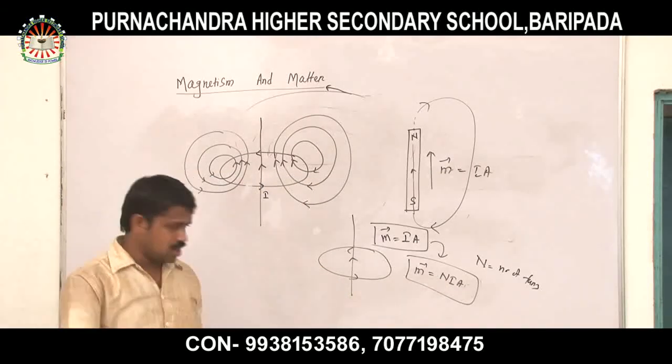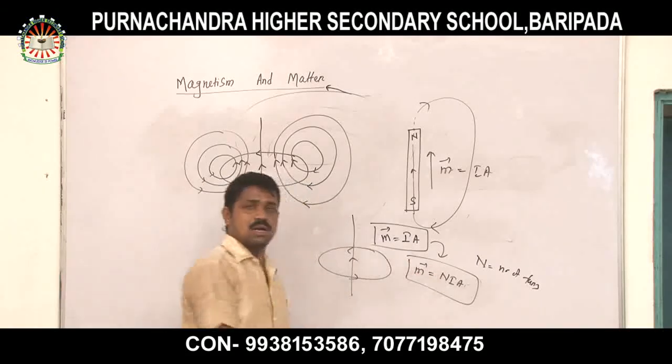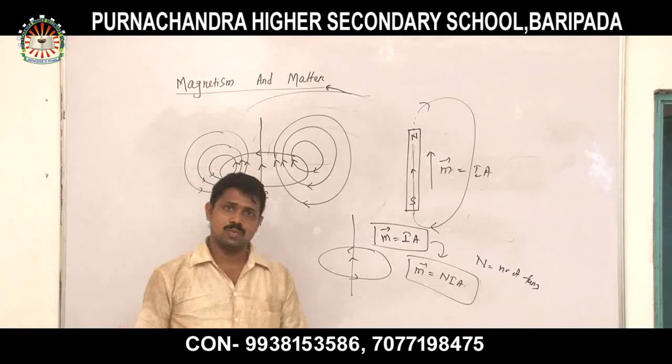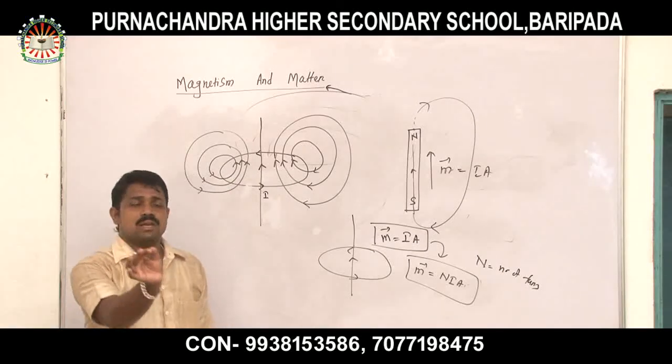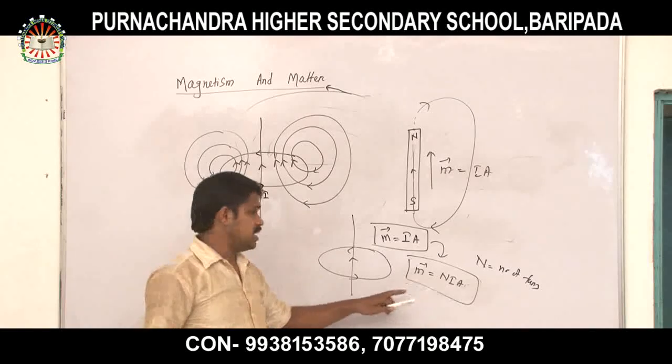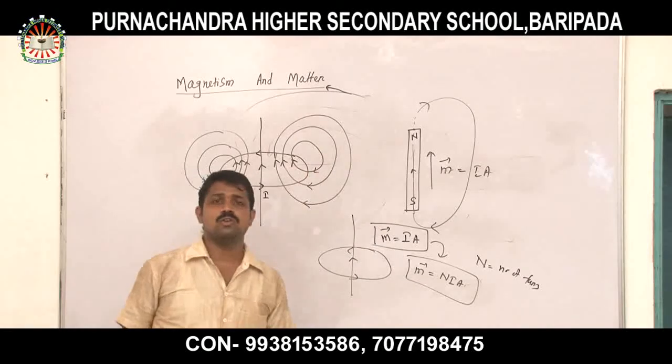M equals n I A, where n is the number of turns, I is the current flowing through the loop, A is the area of the loop, and the direction of the magnetic dipole moment is from south pole to north pole.